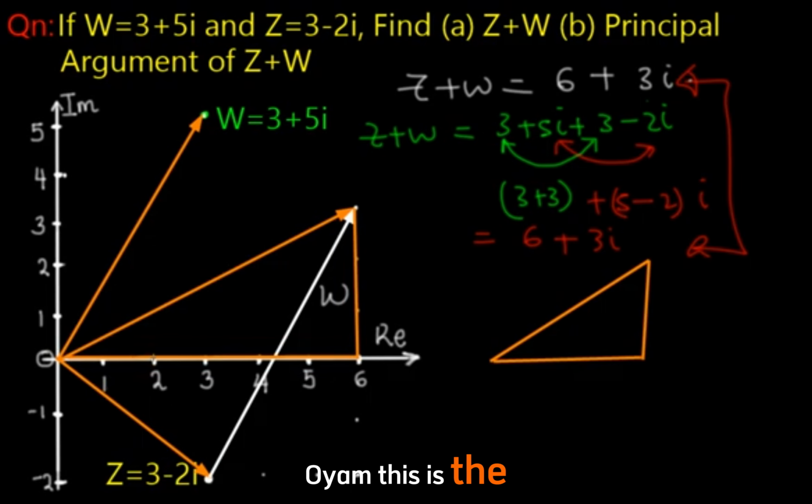Where this is the principal argument, theta. So I put it here. Now from here up to here, there are 3 units, so I put them there. And from here up to here, this is 6 units.